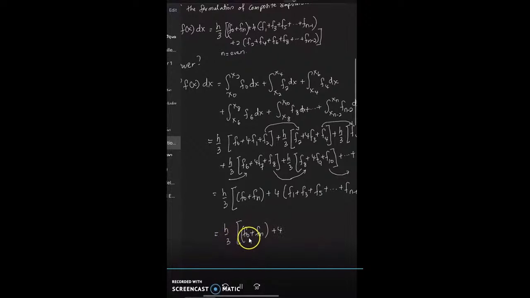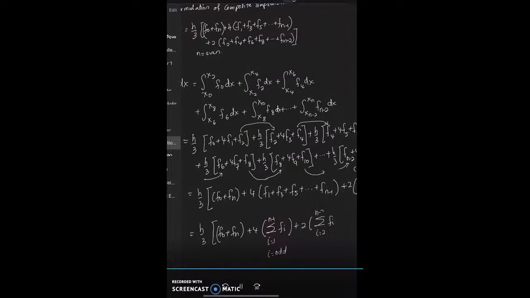So the answer is h divided by 3 times a plus 4b, where b is a summation of fi, i is odd: 1, 3, 5, 7. And then plus 2 times the summation of fi, where i is even. Even is genap, odd is ganjil. So please remember this formula: h divided by 3, a plus 4b plus 2c.